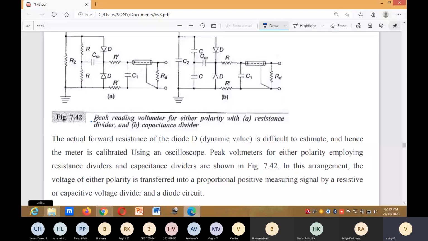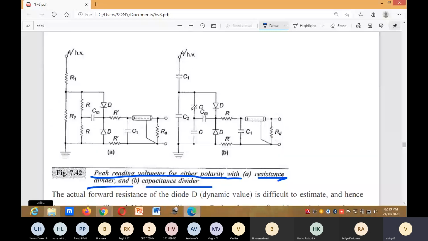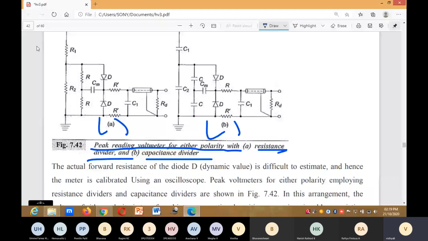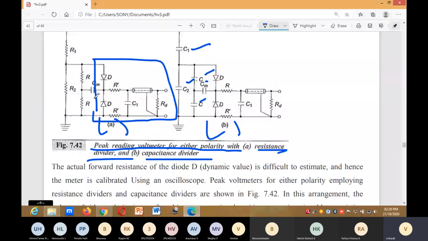This is the peak reading voltmeter for either polarity with resistance divider and capacitance divider. This is the diagram of that, A and B. Here R1, R2, and here C1, C2, with capacitance Cm connected. Till this point it is similar for the capacitance divider and the resistance divider. What is this part? Only this part will change.